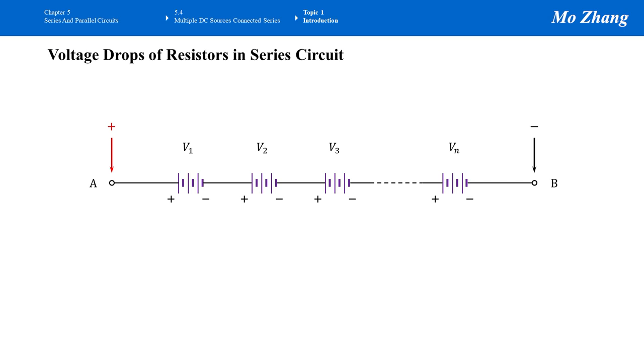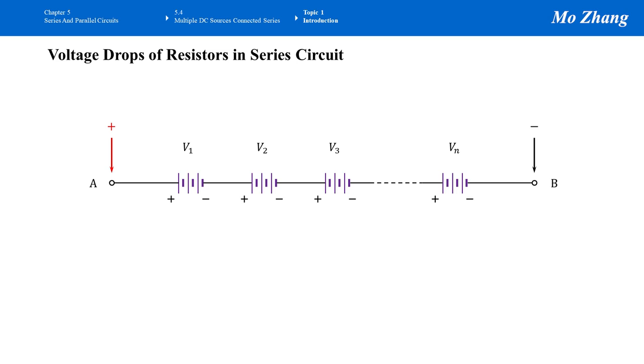We are measuring from A, the positive terminal, A towards B. The direction of the source is very important. So here, the total voltage of the entire voltage source system is Vt equals V1 plus V2 plus V3 and plus all the way up to Vn. So that is the way to find the total voltage for this system.